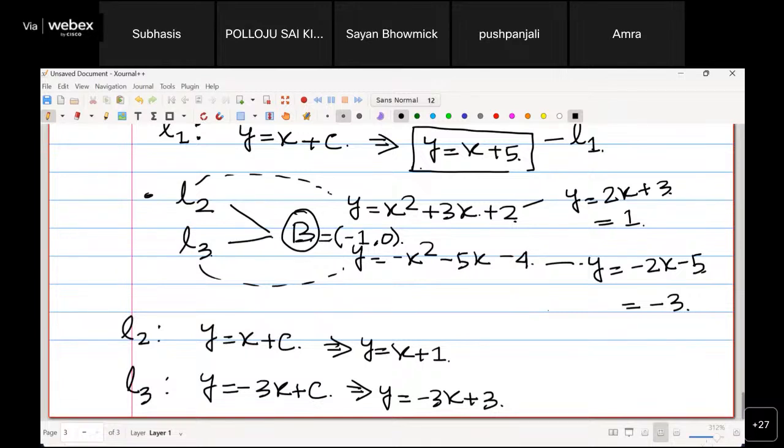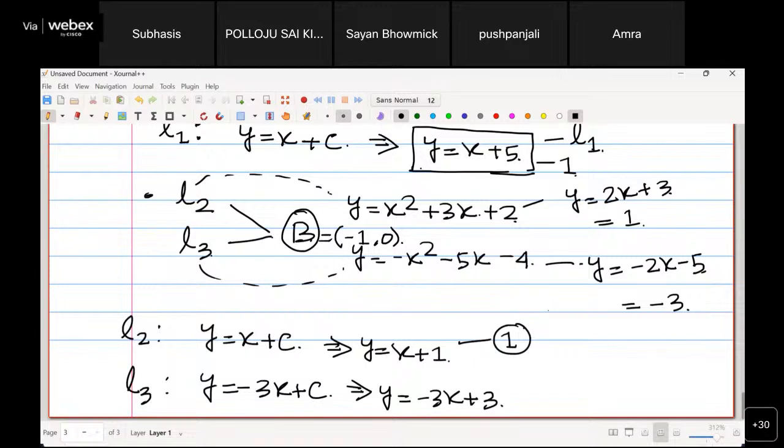Now we have the equations of all the lines. The first option says L1 and L2 are parallel. It is correct, since the slopes are equal: the slope of both lines is 1, so they are parallel. The next option says L1 and L3 are parallel. This is not possible.